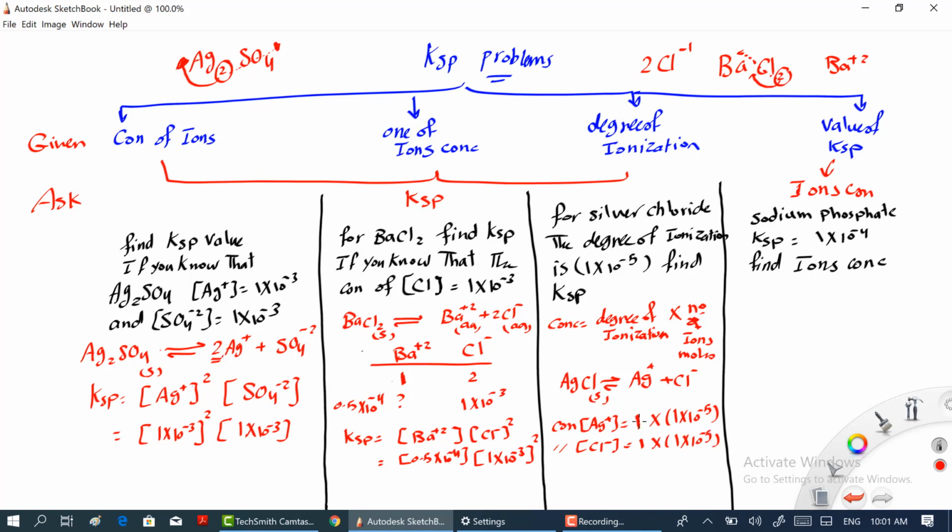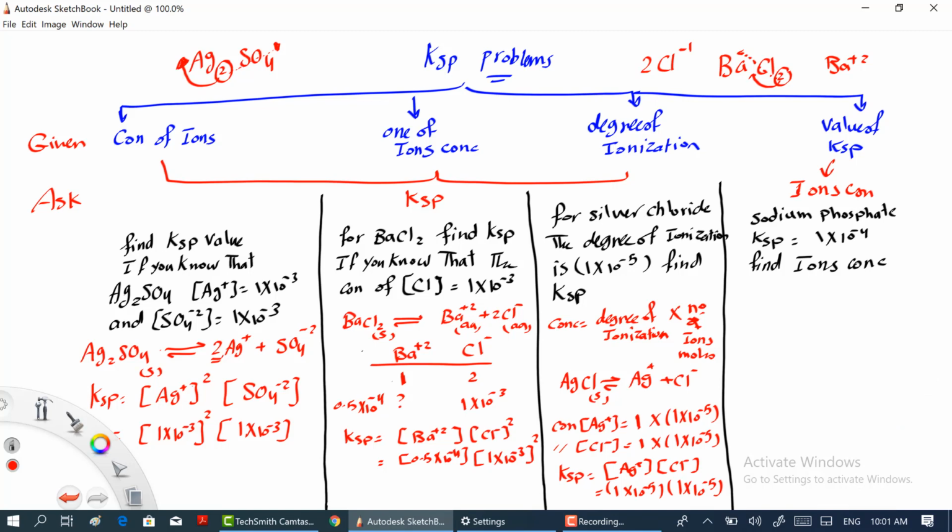What's happening if we find 2 moles or 3 moles? Yes, 2 times. The number of moles is 2. If we have 2 from chlorine, it will be 2 multiplied by the degree of ionization. Okay. Ksp in this case equals silver ion concentration multiplied by chlorine ion concentration. It will be 1 times 10 power negative 5 multiplied by 1 times 10 power negative 5. The last idea is giving to you the Ksp.